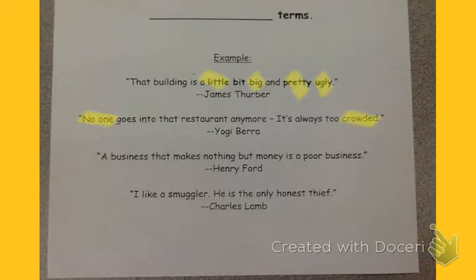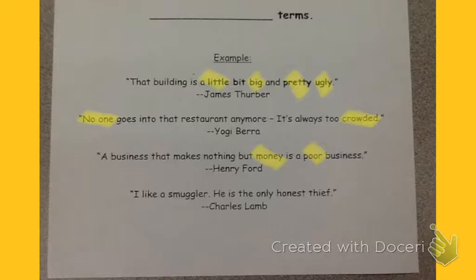Oxymoron. Opposites. A business that makes nothing but money is a poor business. If your business is making lots of money, how can it be poor? Well, Mr. Ford was implying that it's a poor business because it's not thinking about other aspects of business, customer service, the different values of a business. It's only focused on money. He used an oxymoron to say that because he's using an opposite to get his point across.